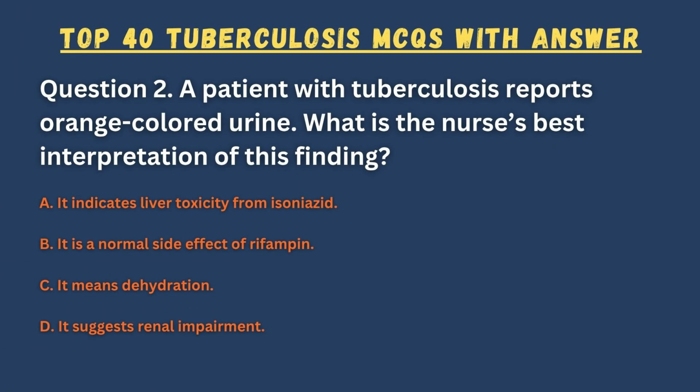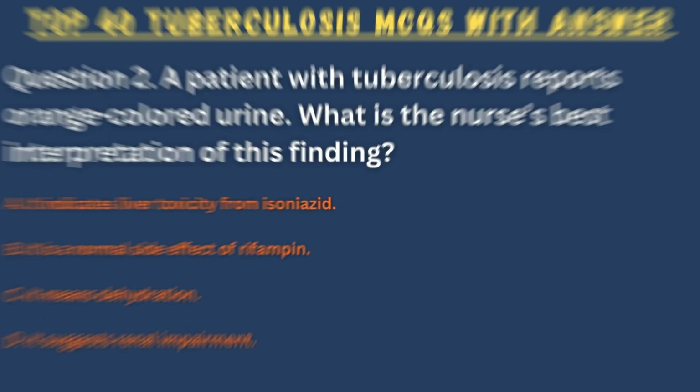Question 2. A patient with tuberculosis reports orange-colored urine. What is the nurse's best interpretation of this finding? A. It indicates liver toxicity from isoniazid. B. It is a normal side effect of rifampin. C. It means dehydration. D. It suggests renal impairment.